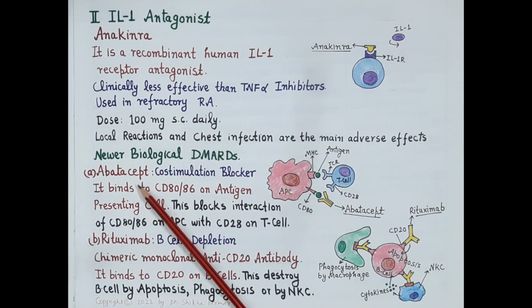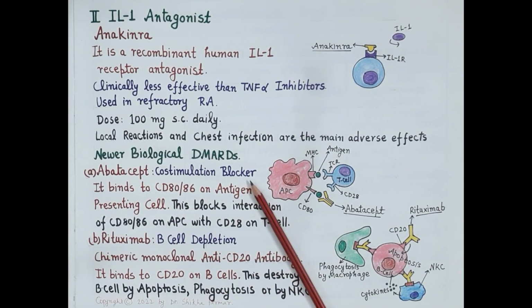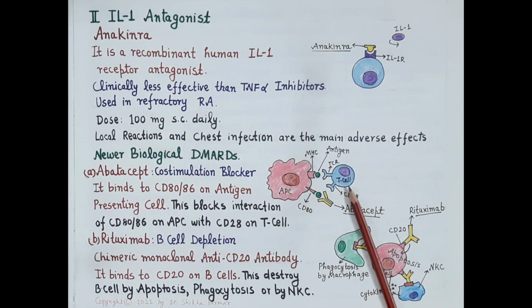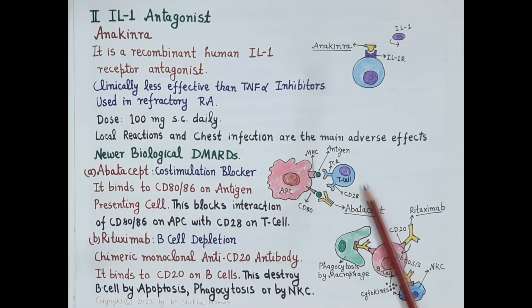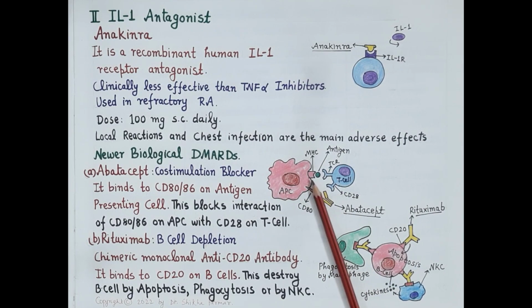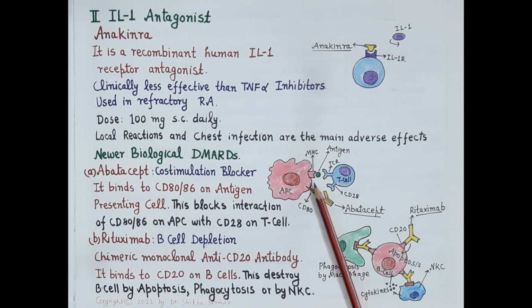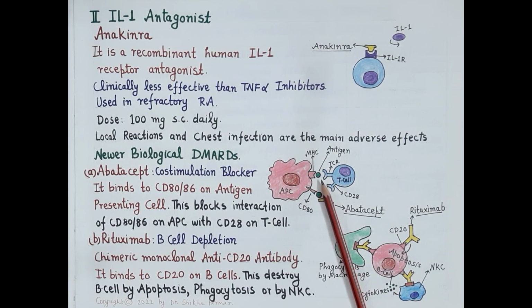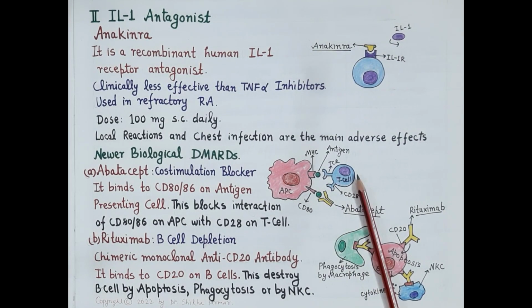Now, another biological DMARD is abatacept. It is a co-stimulation blocker. Now, look at this figure. This is a T cell and this is an antigen presenting cell. Now, T cell is activated by two signals. One is the initial primary signal, the other is the co-stimulation. When the major histocompatibility complex combines with the antigen, it causes stimulation of the T cell. So, this is the first signal.